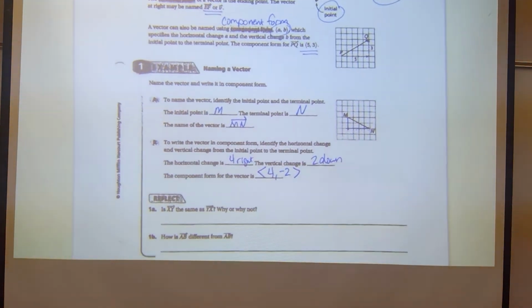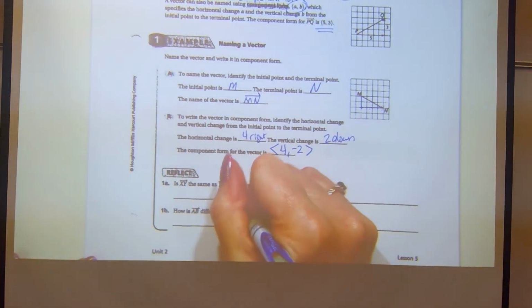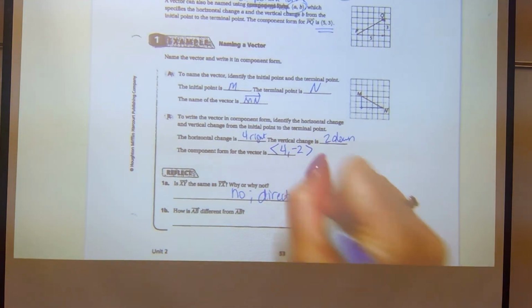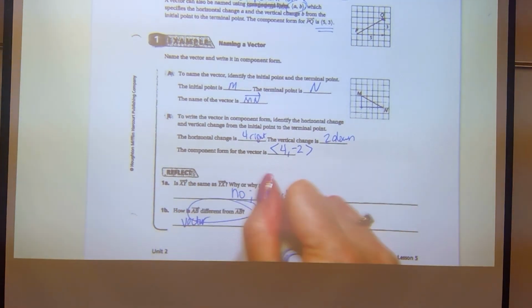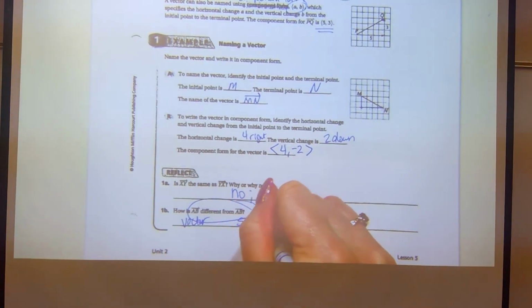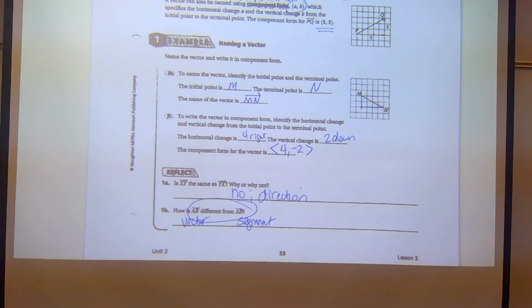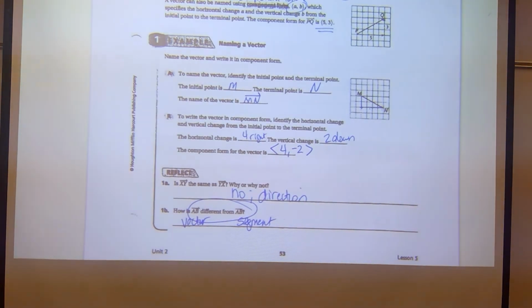Answering those reflection questions: is vector XY the same as vector YX? No, because direction matters. How are these two symbols different? Well, this one names a vector and this one names a line segment. The line segment doesn't have directionality, it just is. It's the piece of the line from here to there. A vector indicates directionality.